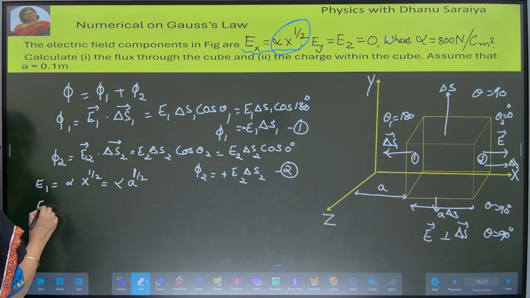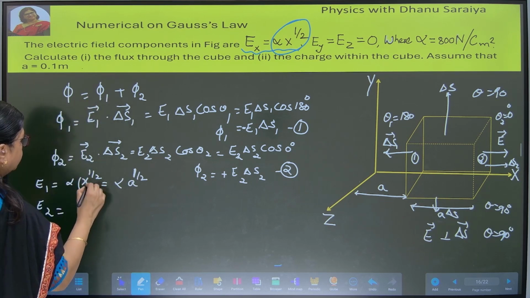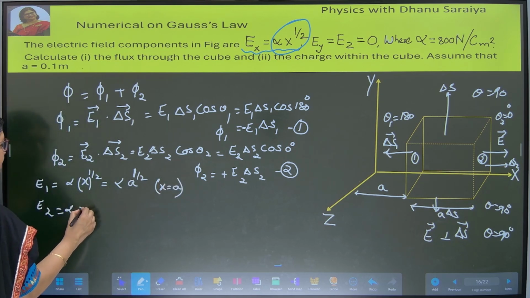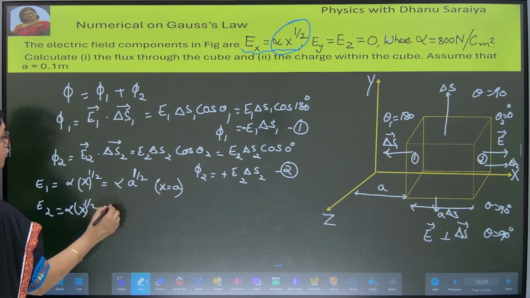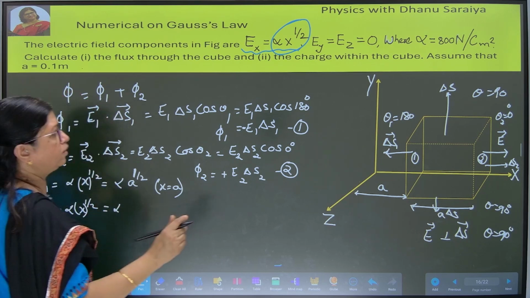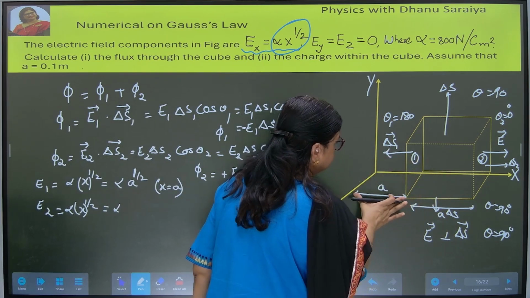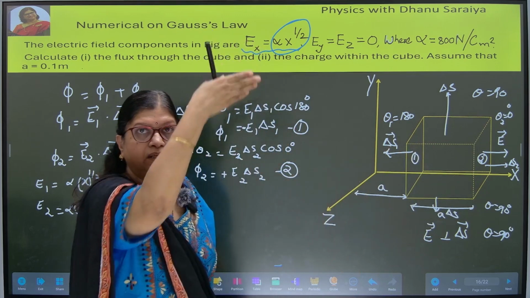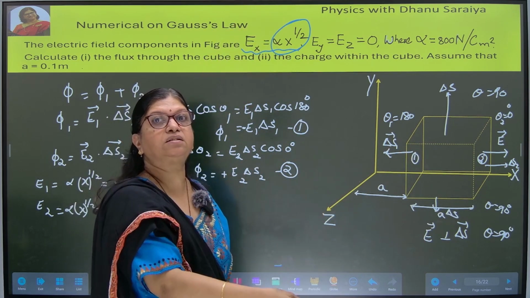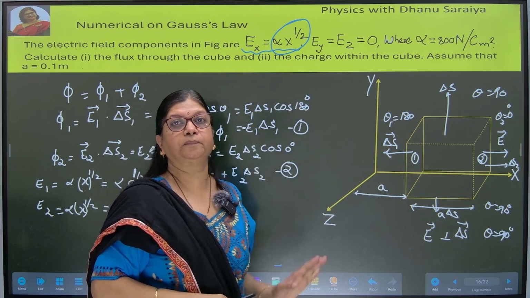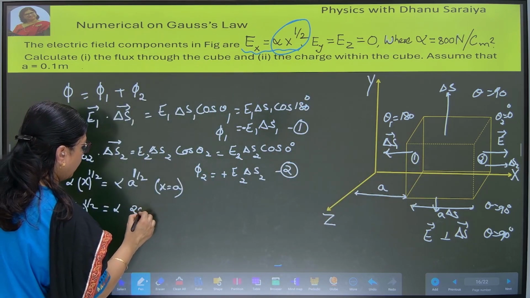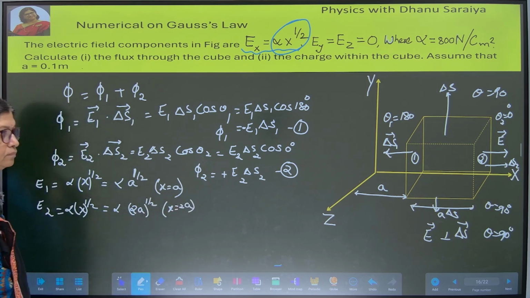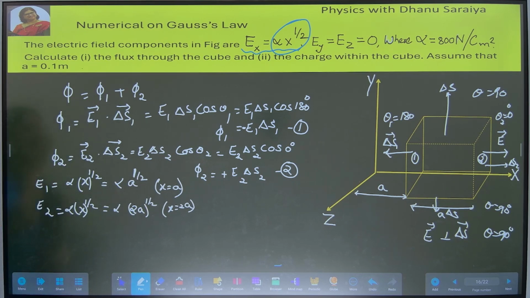Now E2. Again I go to the expression. Here I have used x is equal to a. Alpha x raised to half, but for the phase 2. What is x for the phase 2? This much a and this much a, so 2a. The distance between the origin and the phase 2 is a plus a, 2a. So my answer is alpha 2a raised to half. Here x is equal to 2a. So I am ready with E1 and E2 also.